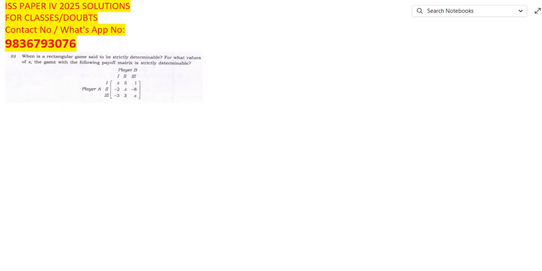हेलो स्टूडेंट्स, आज हम लोग सॉल्व करें ISS पेपर 4, 2025 का सॉल्यूशंस और ये है 1C: When is a rectangular game said to be strictly determinable? तो ये क्या आंसर क्या होगा?